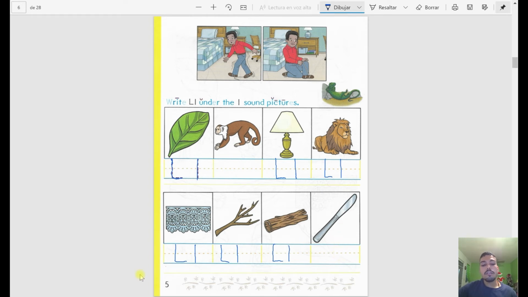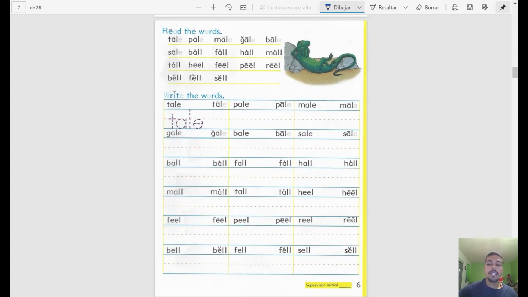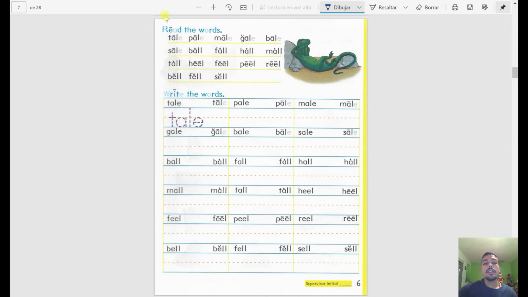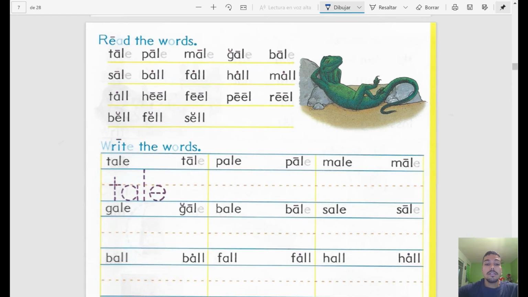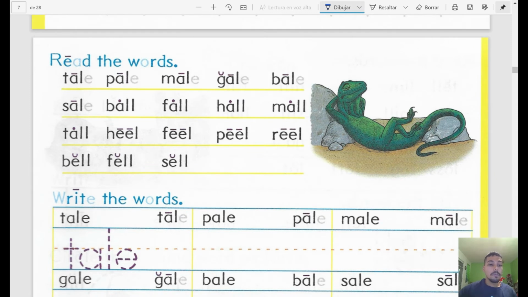And finishing with that one, we finish with page number 5. And we can go to page number 6. And in page number 6, we have the instructions here on the top that says, read the words. We have to read the words, right? Tenemos que leer esas palabras que están ahí. So, let's, déjame acercarlas aquí para poder leerlas mejor, ¿verdad? And let's start with the first one here.